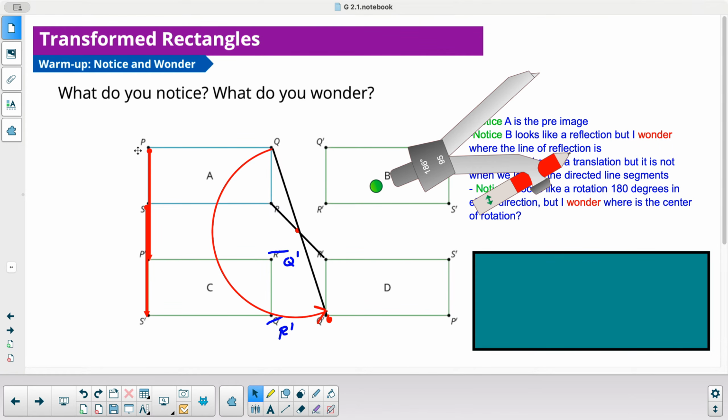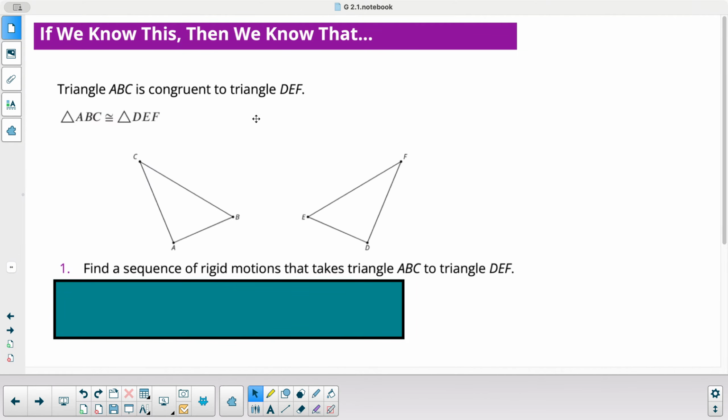I would do the same thing with P. I would connect this line and rotate P all the way over. Okay. All right, so triangle ABC is congruent to DEF. Now, this is a congruent statement, so it's really important that you write these letters in the right order.